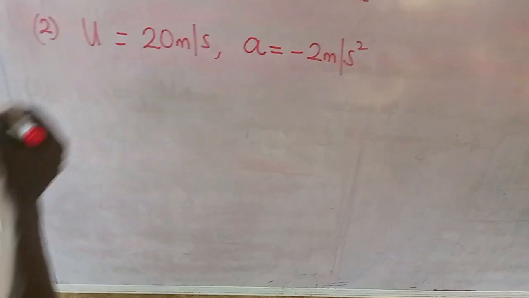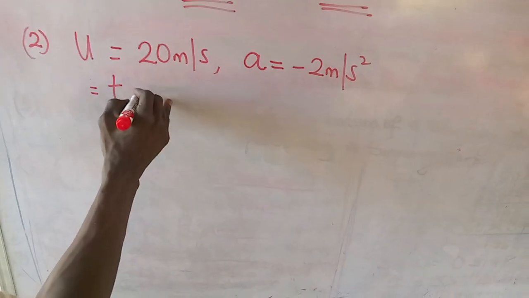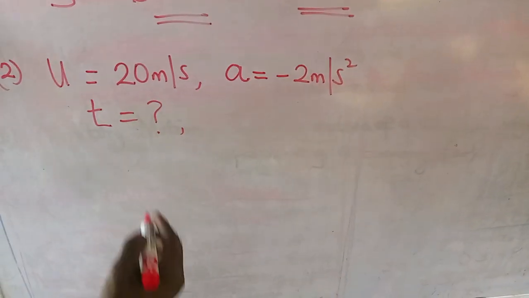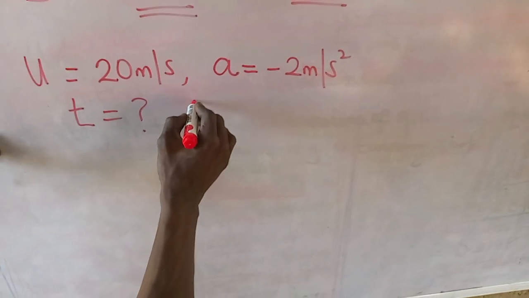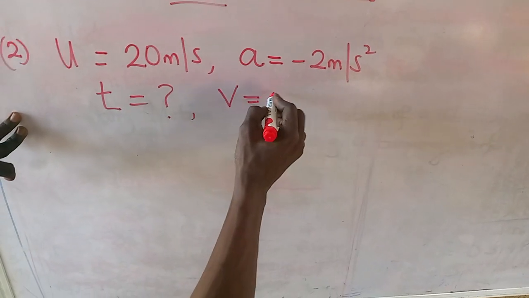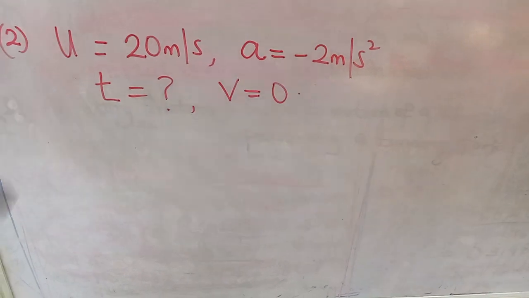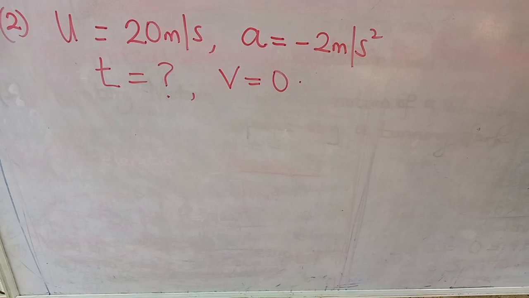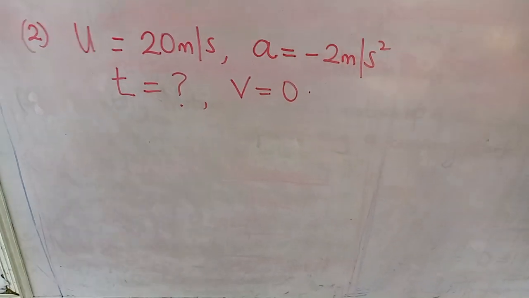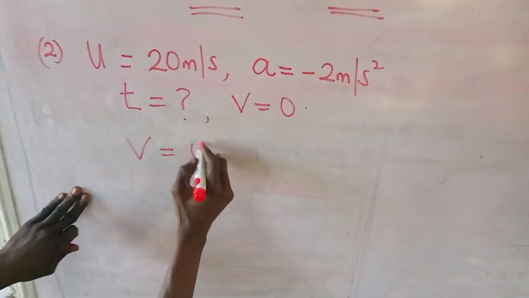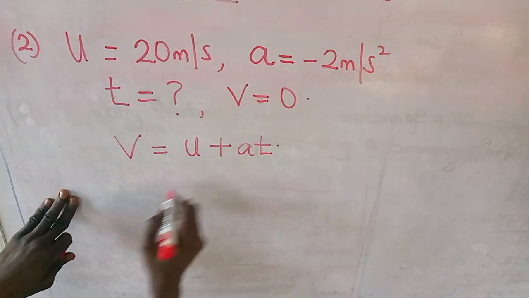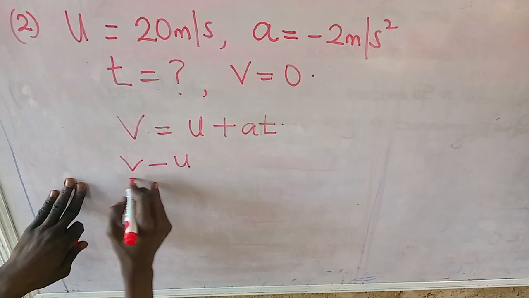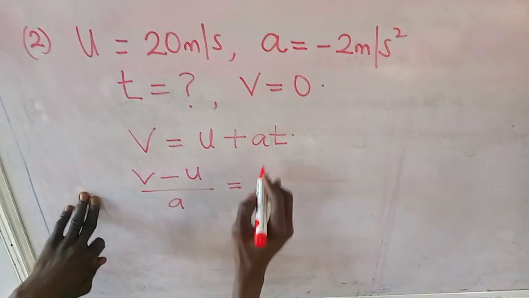What we want to calculate is the time taken; we don't know the time. For the train to be brought to a halt, we know that v will be 0. When an object is brought to rest, v will be 0. So what do we do here? Let's take the first formula, v equals u plus at. We want to calculate our time, so v minus u all over a will be time.